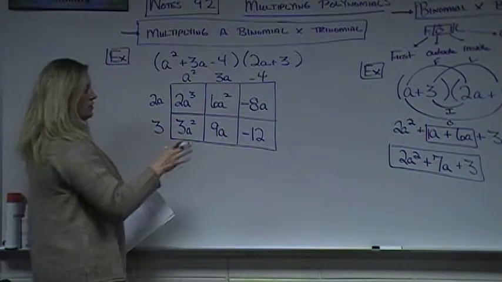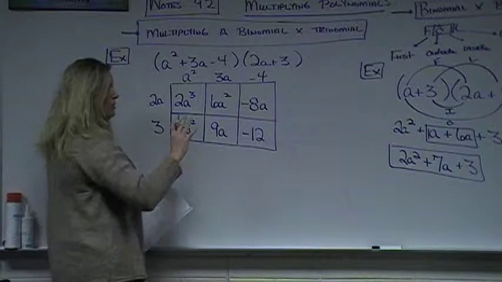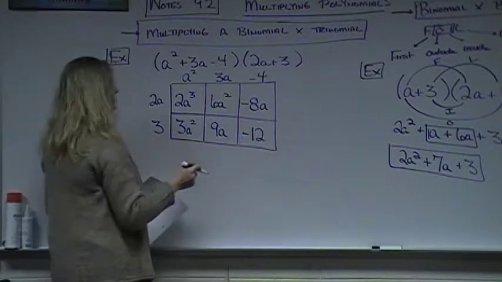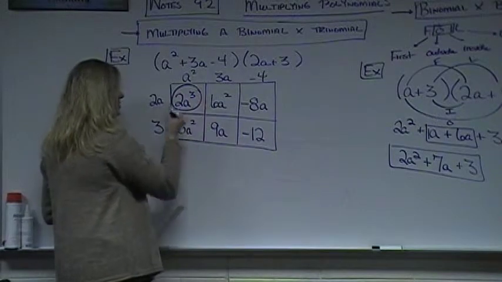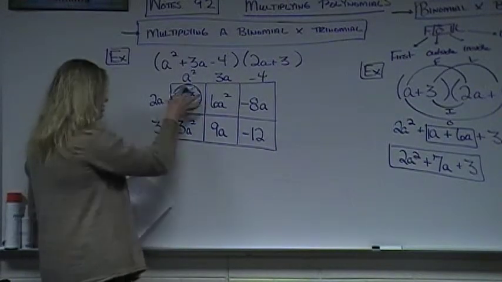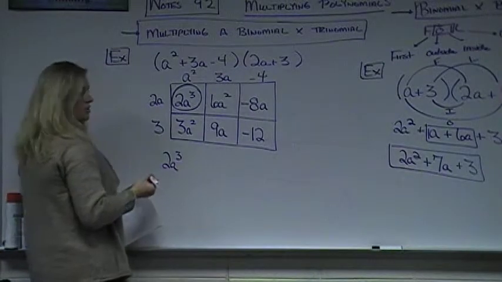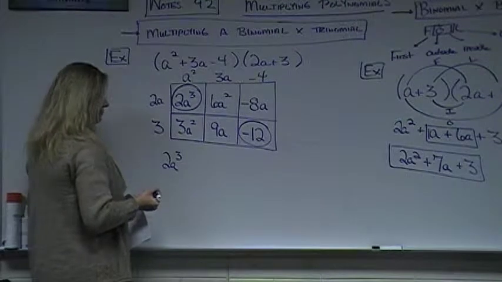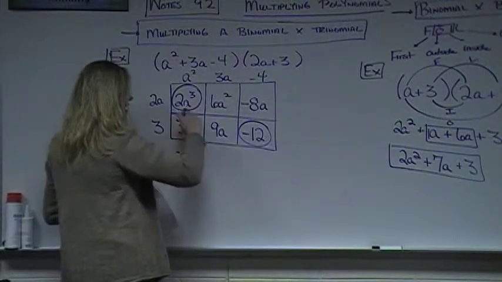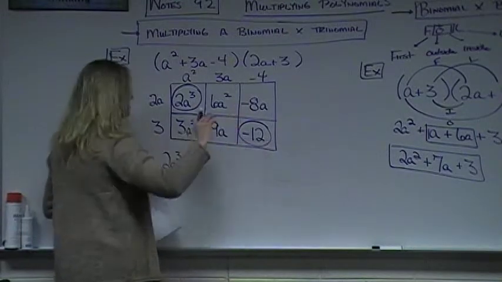So now instead of 4 terms, we now have 6. The same rule applies though, back when we did the binomial times the binomial. The highest degree is going to be your top left, and that'll be just brought down. So obviously we bring down 2a to the third. And then we also circle the bottom right, because that's our lowest degree. And then the diagonals, there's now 2 sets of diagonals. If it was a 3 by 3, there would be 3 sets of diagonals.